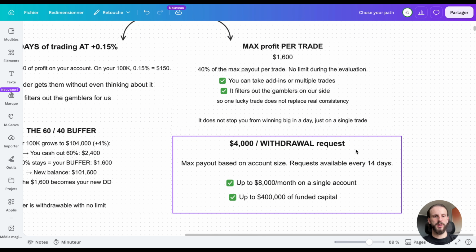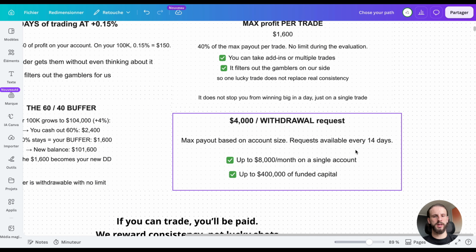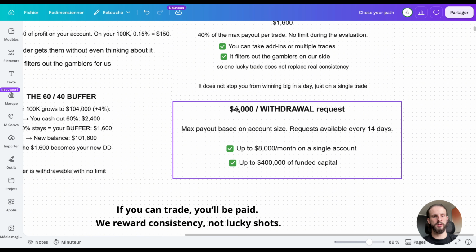Third, let's talk about the payouts themselves. So you can request up to $4K per withdrawal. The max payout depends on your account size, of course, and you can make a request every 14 days.